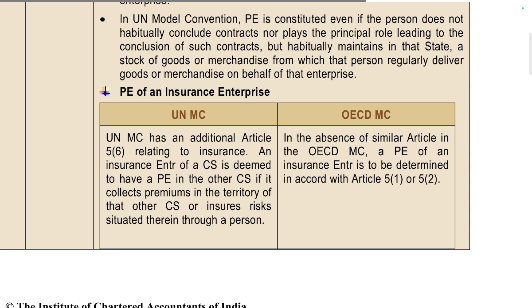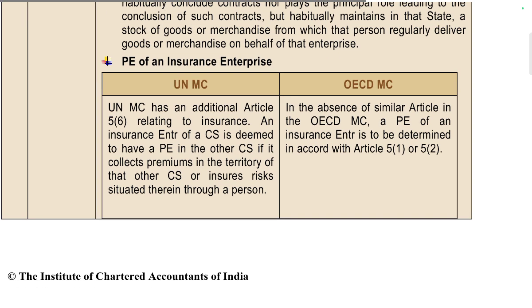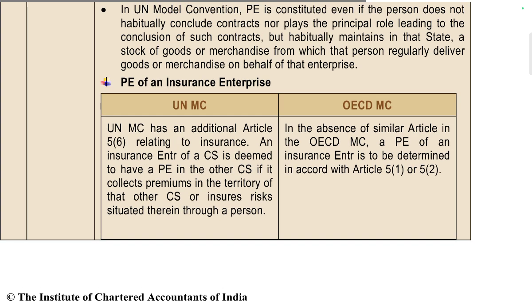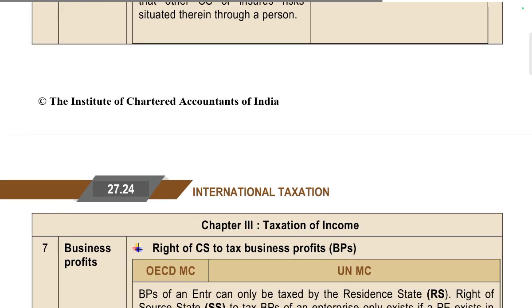UNMC and OECD MC. UNMC has an additional Article 5.6 in relation to insurance. Insurance enterprises, except reinsurance, are deemed to have a PE in the other contracting state if they collect premiums in the territory of that state or insure risks situated therein through a person. OECD model: in the absence of a similar article in the OECD MC, the permanent establishment of an insurance enterprise is to be determined according to Articles 5.1 and 5.2.